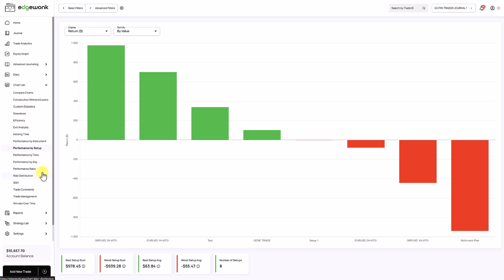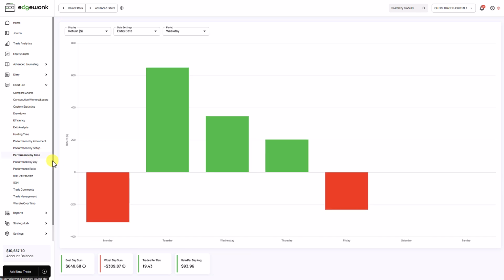When we go to the performance by time, something really interesting stood out here. Monday and Friday are both underperforming. 24 trades on Monday, 16 trades on Friday. I don't have an explanation here because I have not talked to the trader directly, but something that I would like to ask the trader, and that he could try to investigate for himself, is this.